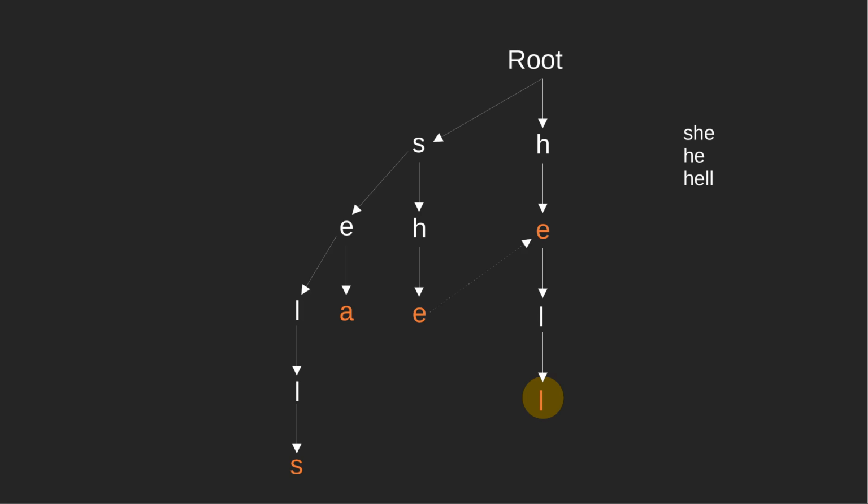Without failure links, when a match fails, you restart from the beginning. You're effectively re-scanning parts of the text. With failure links, you never go backwards in the text. Never. You might follow some links in the automaton to find the right state, but you're not rereading characters from the input. That's why it's linear time. Each character gets looked at exactly once.